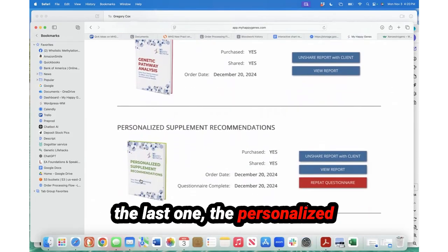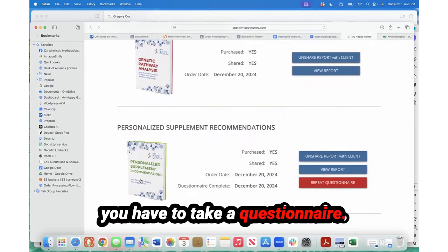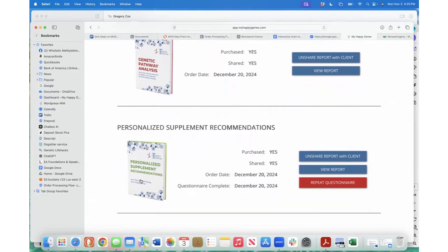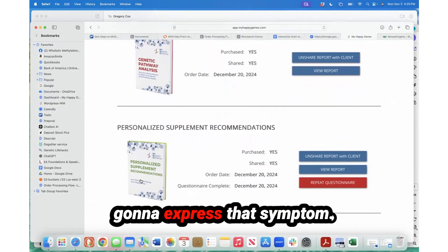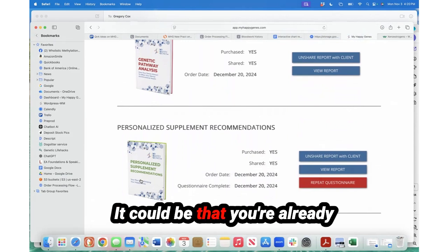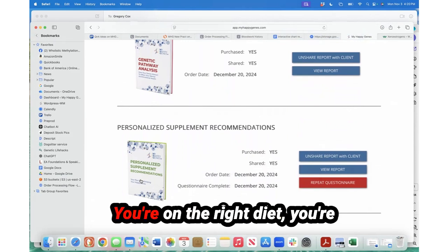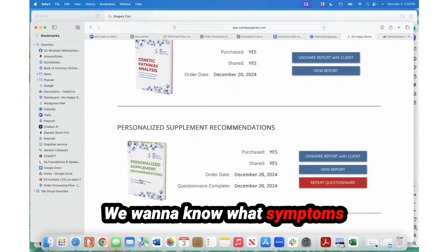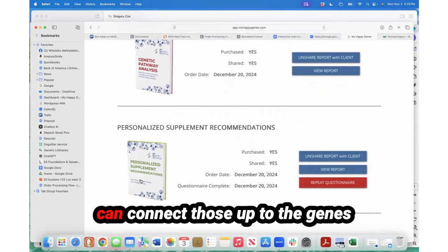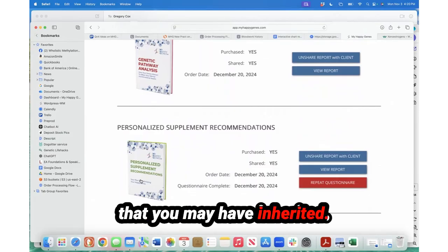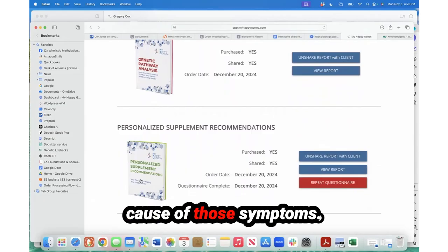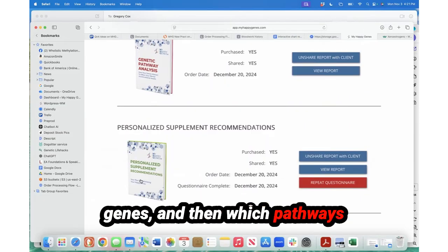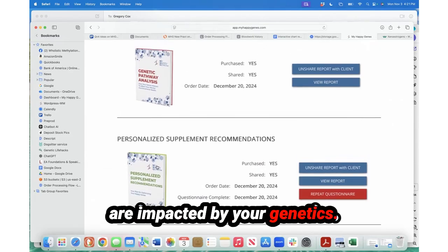The last one, the personalized supplement recommendations, you have to take a questionnaire. So not only are we calculating what genes you've inherited, but just because you have a gene doesn't mean you're going to express that symptom. It could be that you're already doing things to balance it out. You're on the right diet, the right lifestyle, you're taking the right supplements. We want to know what symptoms you are still having, and then we can connect those up to the genes that you may have inherited that might be the underlying cause of those symptoms. And the algorithm connects your symptoms, your genes, and then which pathways are impacted by your genetics.